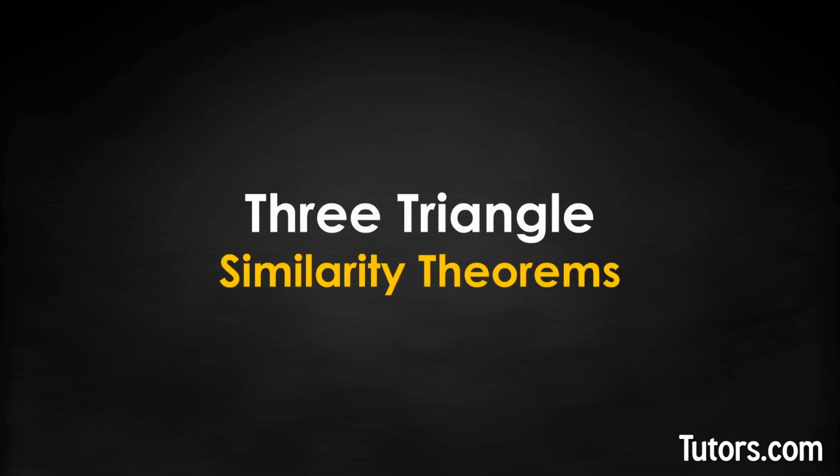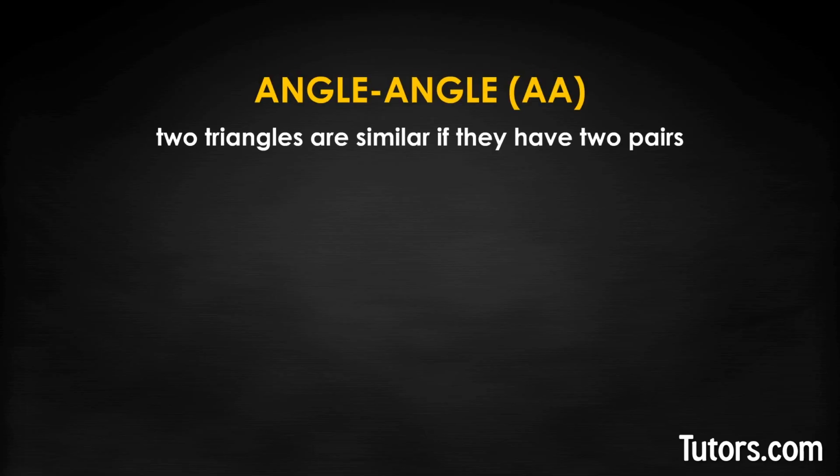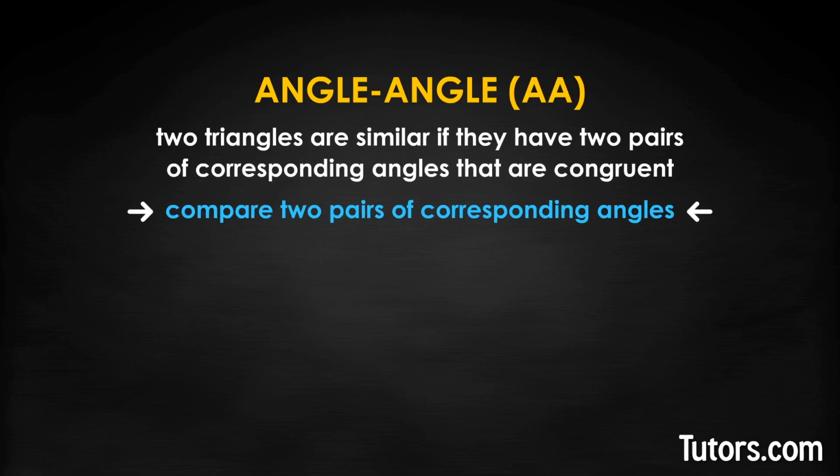Next, let's talk about the three triangle similarity theorems and test them out. First, we have angle-angle, which says that two triangles are similar if they have two pairs of corresponding angles that are congruent. For the angle-angle theorem, all you must do is compare two pairs of corresponding angles.